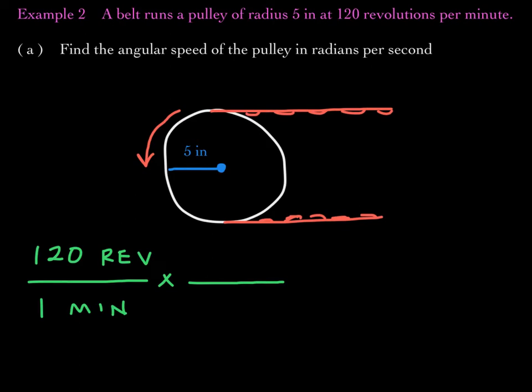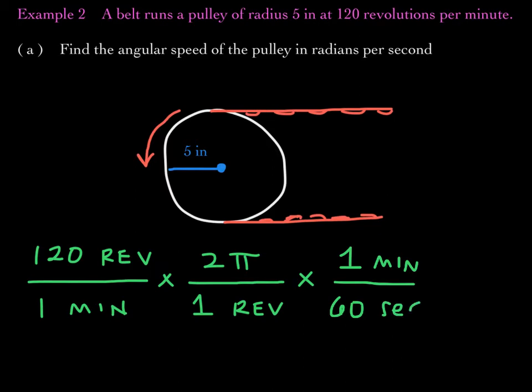So I know that I want the revolutions to cancel. So I'm going to put one revolution down here so that these revolutions will cancel out. And one revolution is 2 pi radians. This is a unit fraction. 2 pi is 1 revolution, so this is equivalent to 1. Times, now I not only want it in terms of radians, I want it in terms of seconds. So we know that every 60 seconds is 1 minute. So I'm going to multiply by 1 minute over 60 seconds. The reason the minutes is up here is so that it divides out with this minute here.